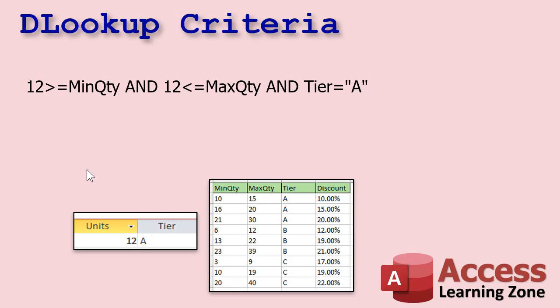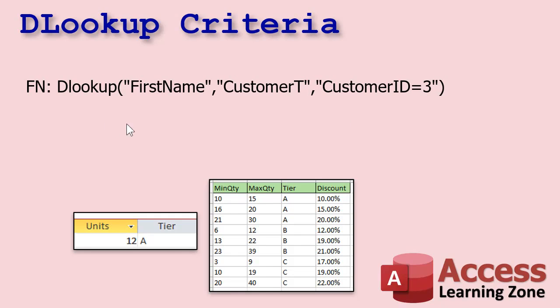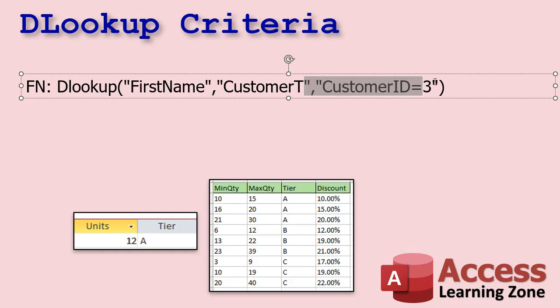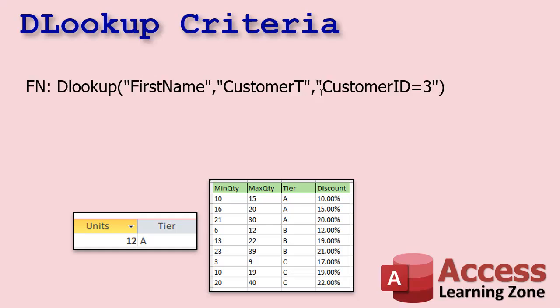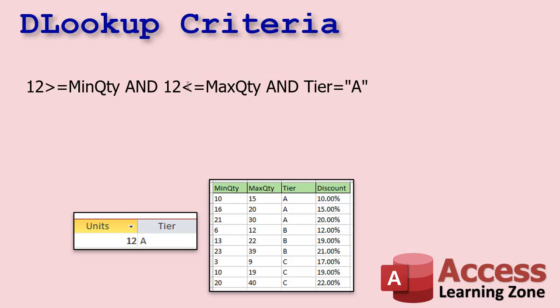Now, the next thing to remember is this whole thing has to be inside of a string value. Here's a complete DLookup statement that you should be familiar with. If I'm looking up the first name from the customer table, here's the criteria right there. This is the selected text from here to there, and that's all inside of a string. So our criteria that we're building has to be inside of quotes itself. This whole thing is a string value.